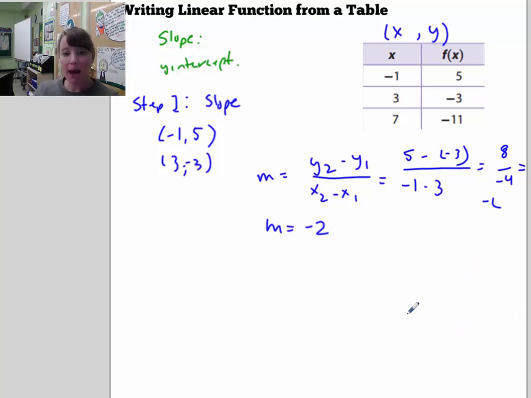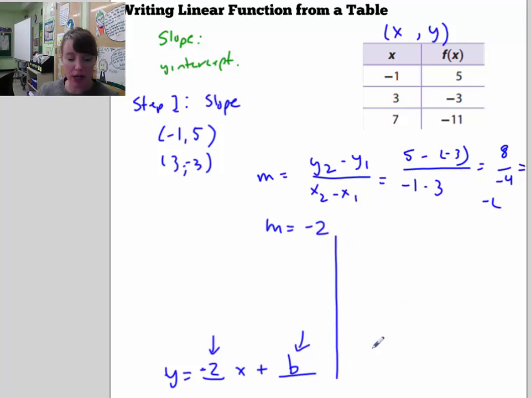Now, I have my slope, but I don't have my y-intercept. And those are the 2 things I need, right? Because the slope-intercept form takes y is equal to slope times x plus the y-intercept. So I just need to be able to fill in these 2 blanks here. And I have my slope, so I can already do this. y is equal to -2x plus, but I don't have my y-intercept, so I have a b there.